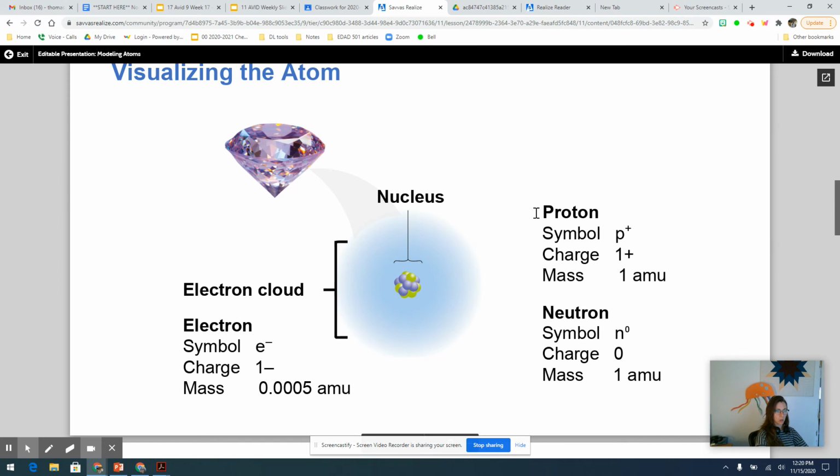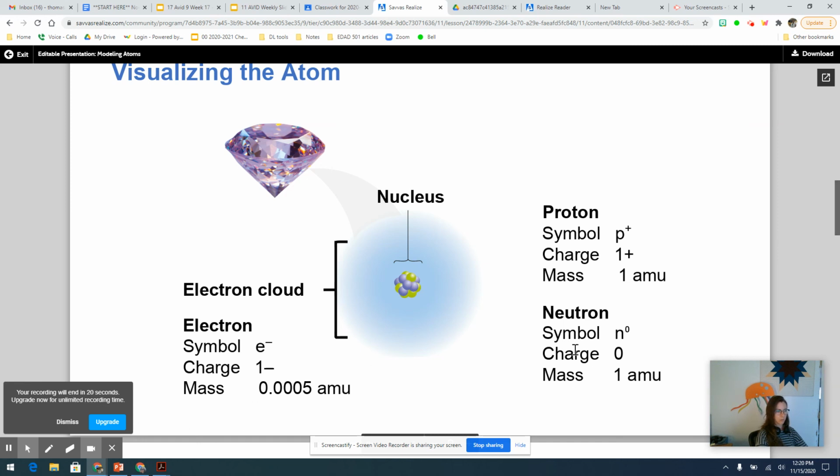One is a proton, and a proton has a positive charge, and we represent proton with a P plus. The charge on one proton is 1 plus, and the mass is 1 AMU. AMU stands for atomic mass unit. Now that is a very, very small unit. We made it 1 so that it matches the mass of 1 proton. So when we're talking about protons, we can easily identify how many there are based on the mass, and if there's 3 protons, we know that it's 3 atomic mass units.